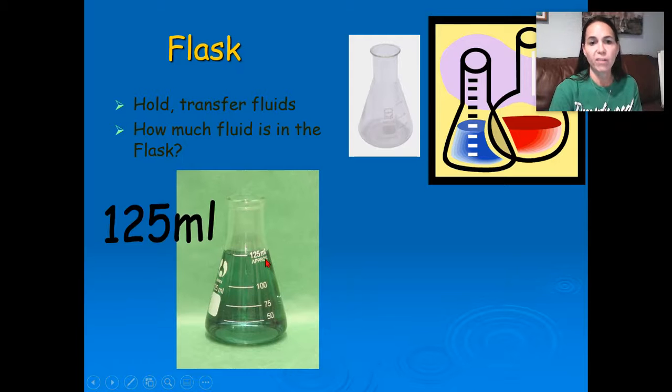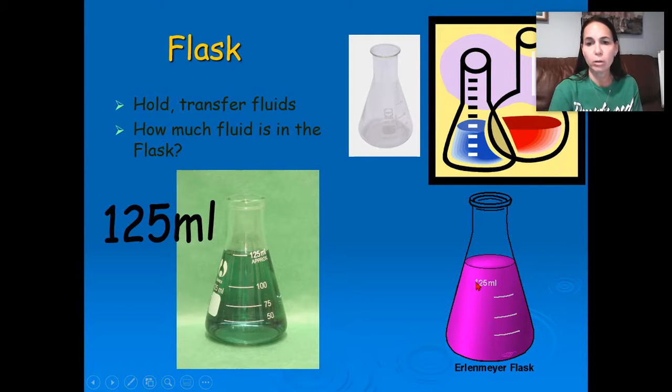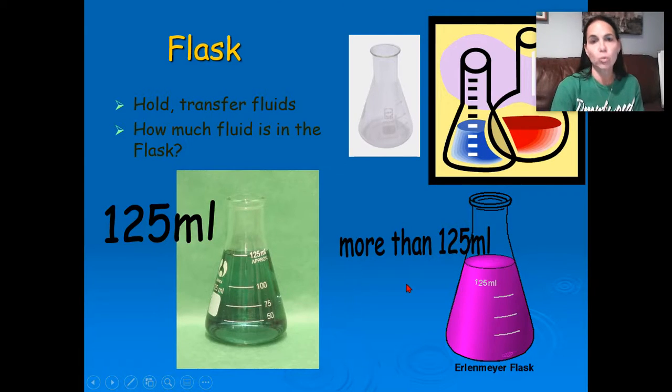It's at the 125 mil mark. How much is in here? More than that, because this is where it was 125. So it's more than that. Not as accurate because I don't know what number that is exactly. That's why the graduated cylinder is more accurate.